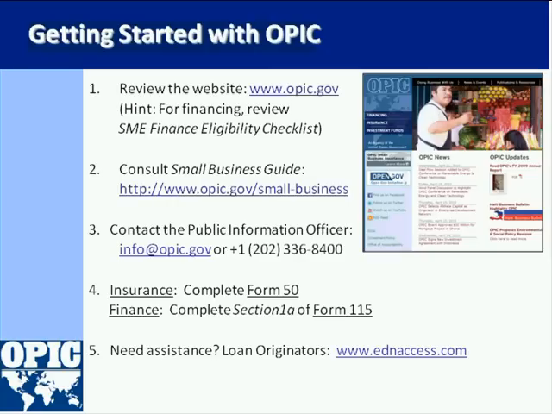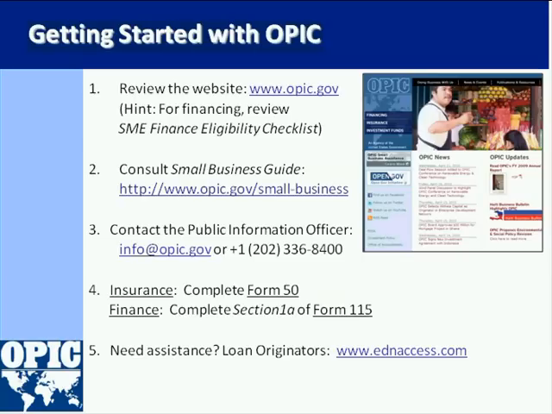Finally, if you are looking to get some more information about OPIC, our website, opic.gov, is quite helpful. We have on the website a small business guide, which I certainly recommend you check out. It's a compilation of a variety of resources, some from OPIC, some from sister agencies like the Small Business Administration, that guide you as to how to put together a viable business proposal.